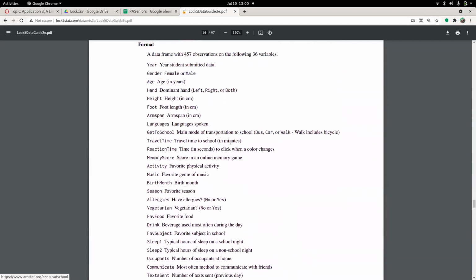I was just kind of curious about what foot meant. Foot length in centimeters, okay. Height in centimeters. Oh, that's good to know. For some reason, I just assumed inches without really thinking about it.